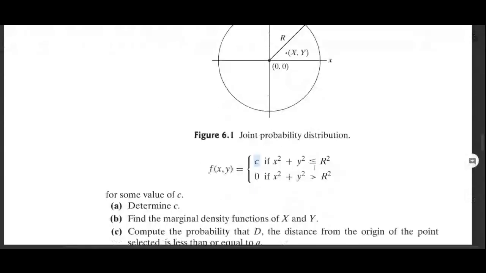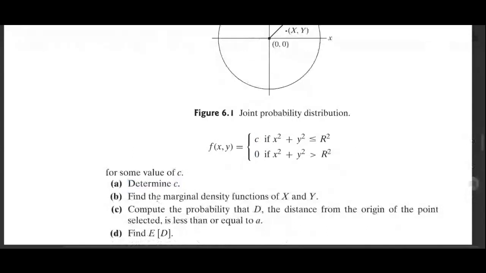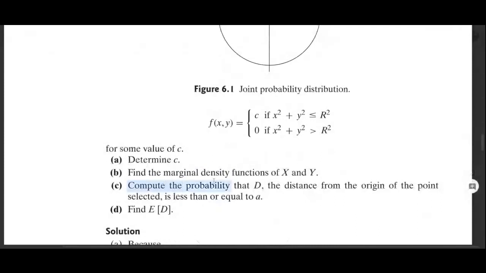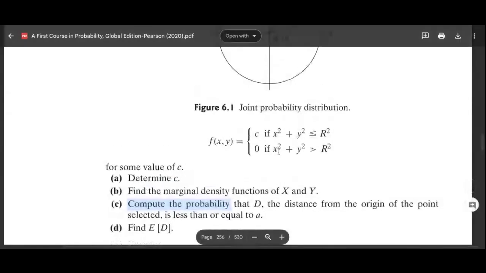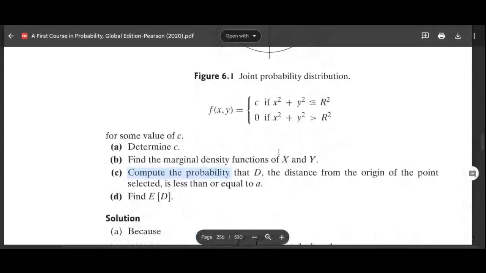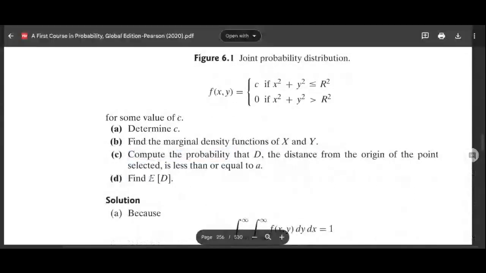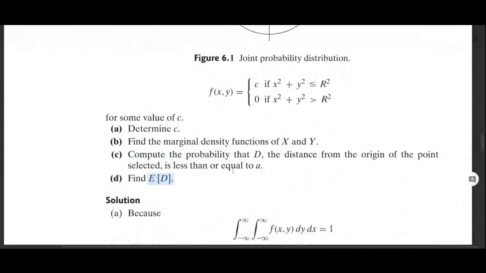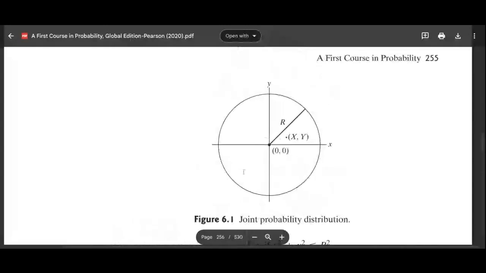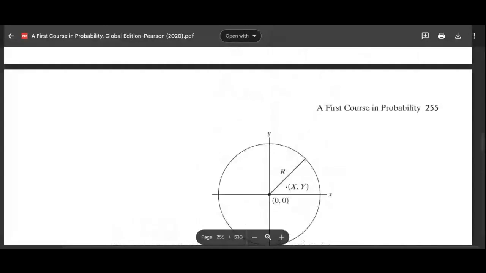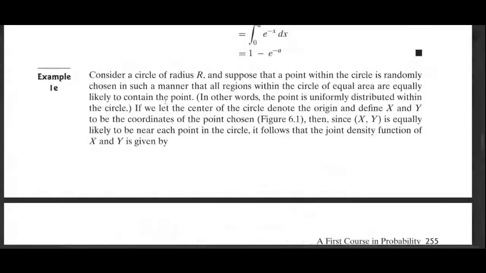So we want to determine c, and we want to find the marginal density functions of x and y. And we want to compute the probability that d, the distance from the origin of the point selected, is less than or equal to a. And we want to find the expected value of such d. Interesting question, huh? Let's go back to the question to make sure everyone knows what we're doing here.